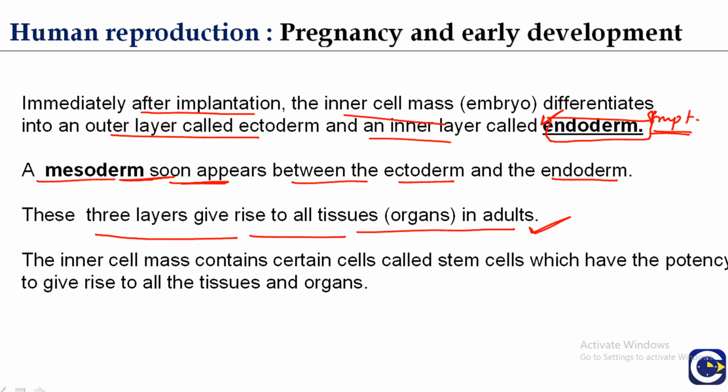Also, during the development of the embryo, some of the cells of the inner cell mass contain stem cells. The inner cell mass, which was known as the embryonal knob, also has some cells known as stem cells. They are very important because they have the ability to give rise to all kinds of tissues and organs of our body.